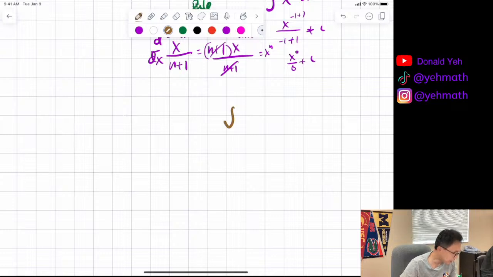Well, let's figure out what's integration of cosine of x dx.